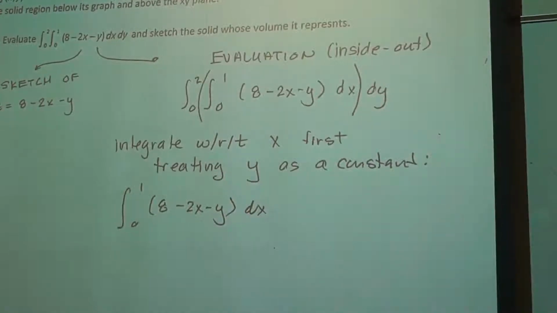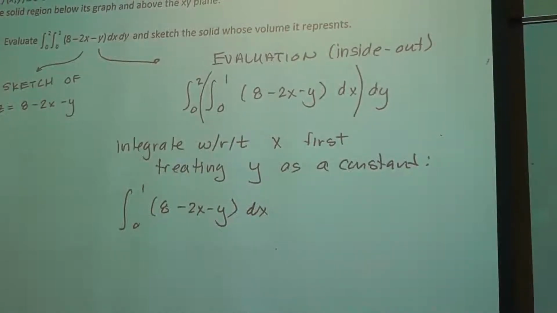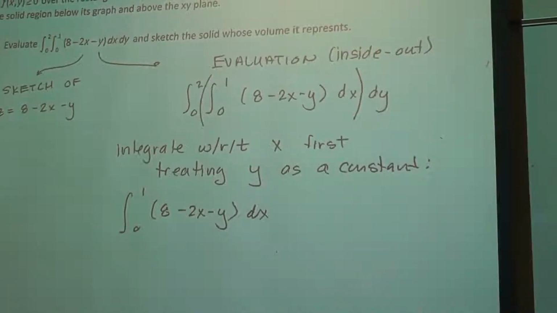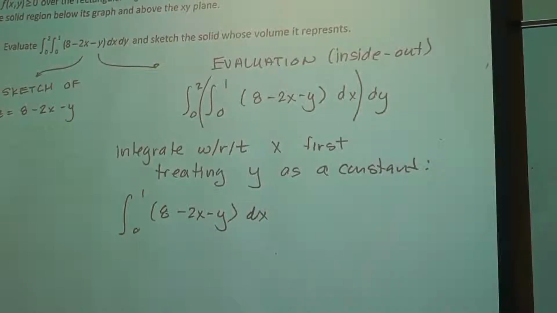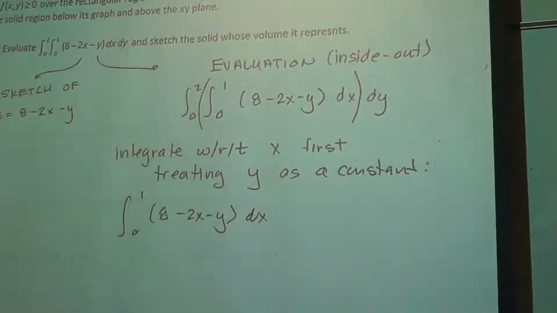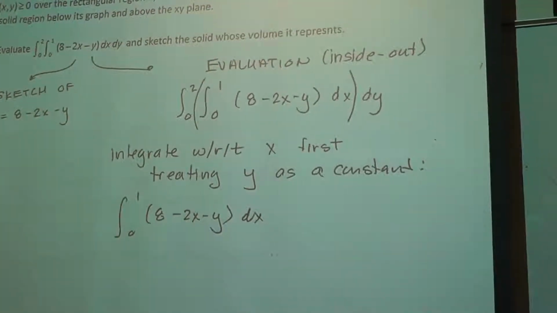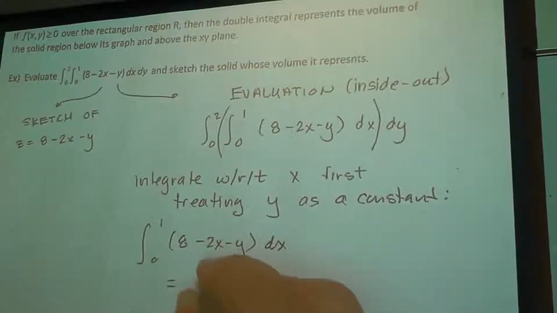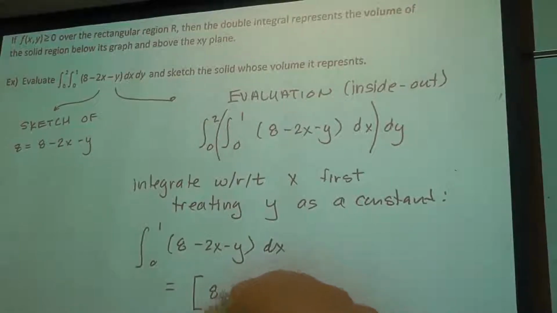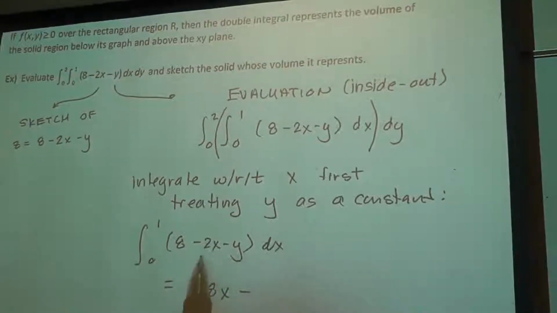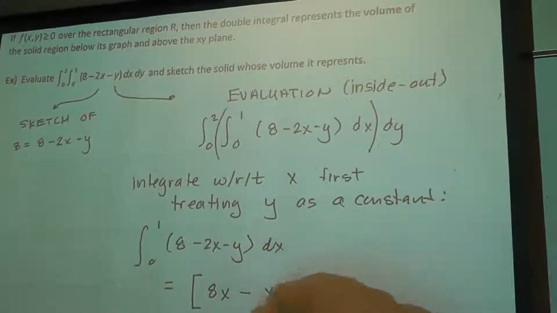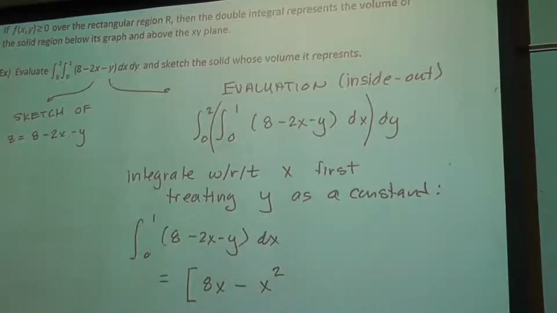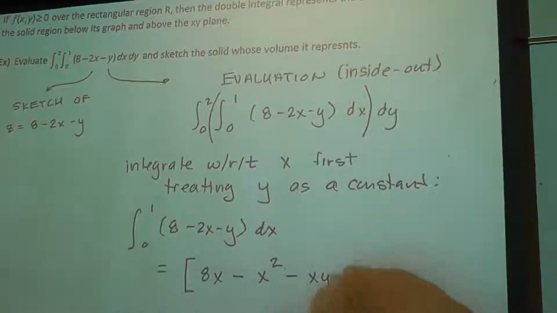Standalone constants, when you're integrating x, become what? Like if I integrate the constant 5, it becomes 5x. If you integrate the constant y, it becomes yx or xy, because I do alphabetical order. So any use of y is treated just like any kind of constant. So this thing's antiderivative with respect to x should give me 8x minus x squared, power rule kicks in there, and then minus y is constant just like the 8 was. So that becomes minus xy.